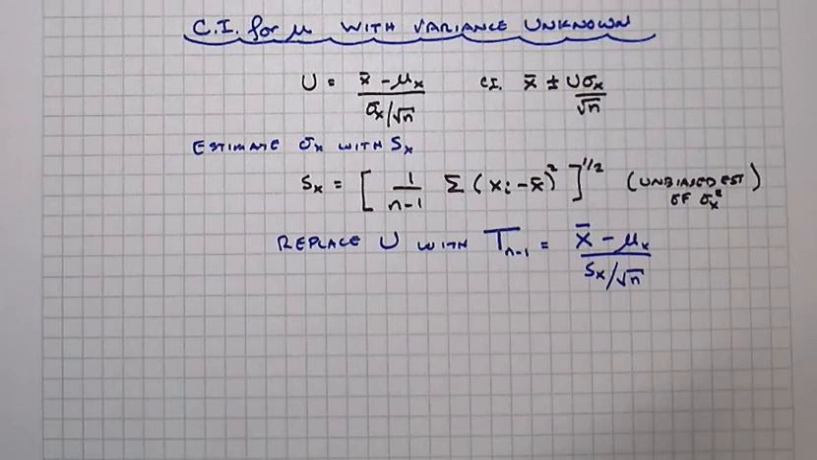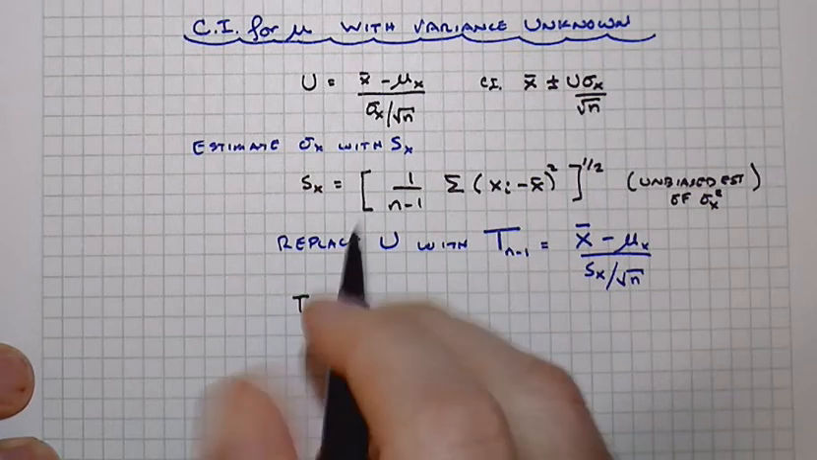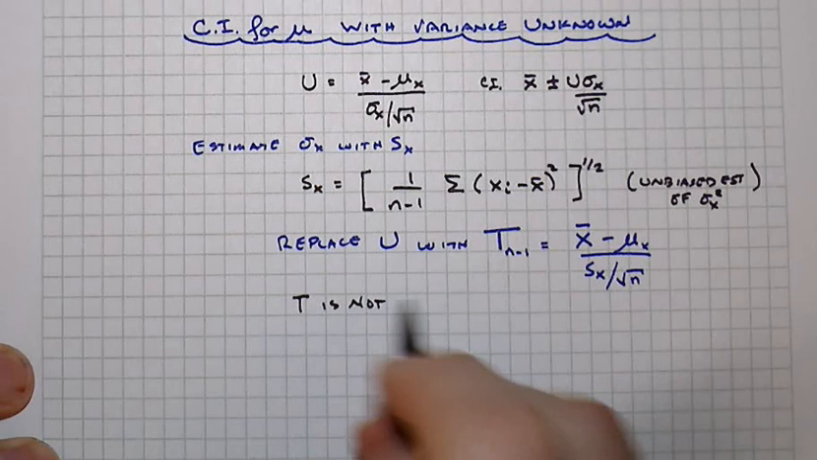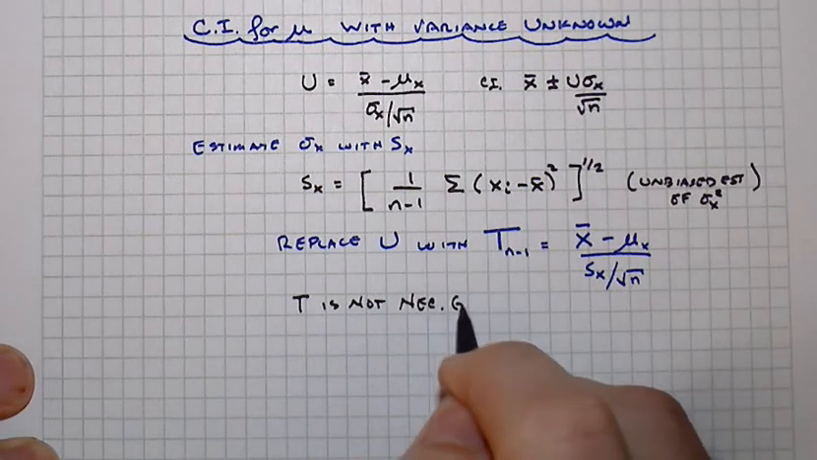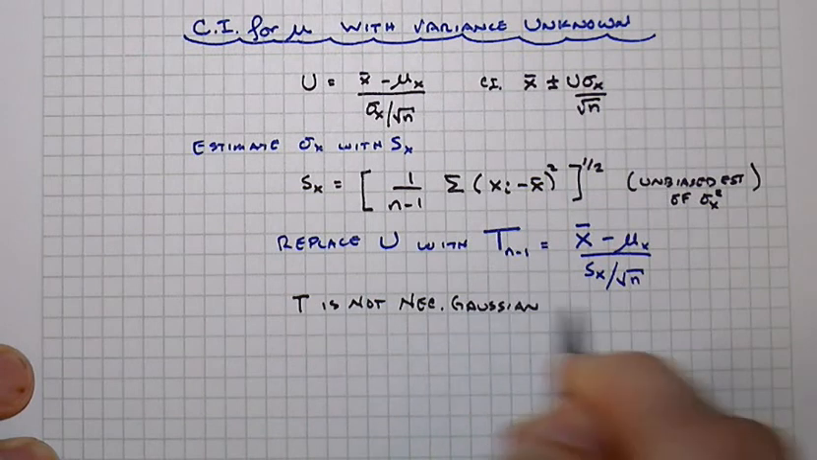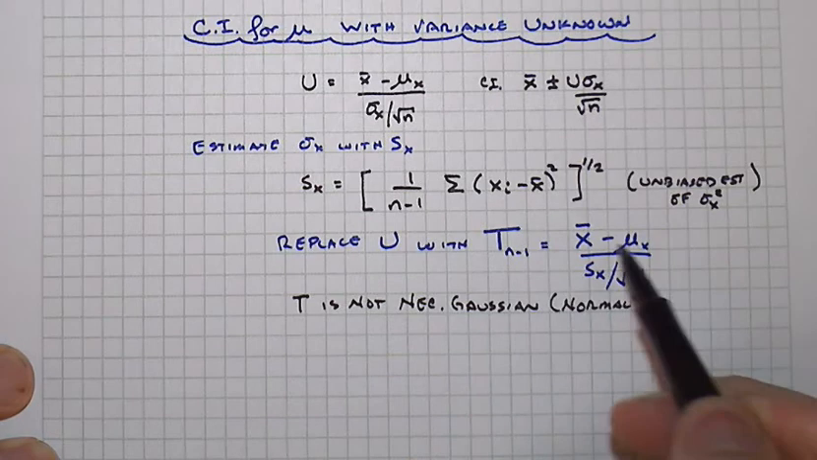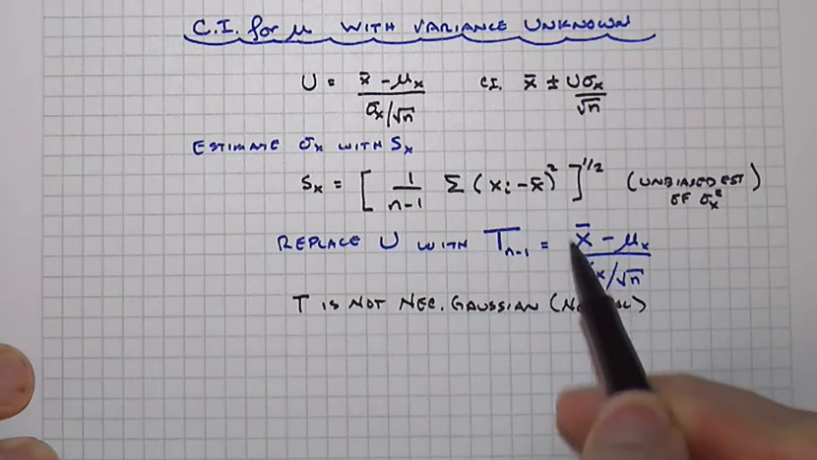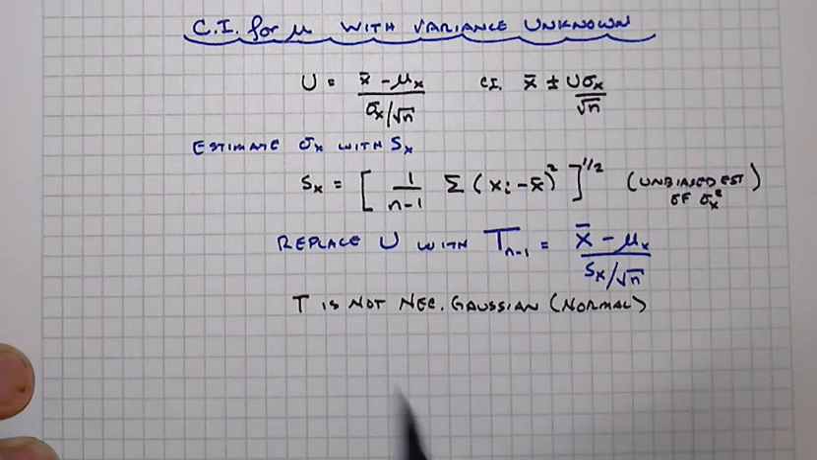And now one of the keys here is that this new sample statistic, when we do this replacement, is not necessarily Gaussian, or that's another fancy way to say it's not necessarily a normally distributed random variable, because now in the construction of it, instead of having one random variable that was approximately normal, we now have another random variable, the sample standard deviation. So that makes this new statistic not necessarily normal.